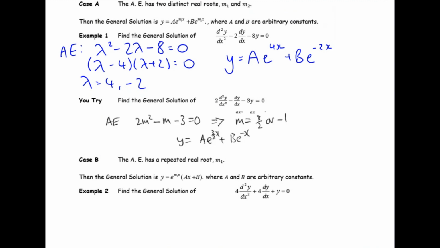Okay, so your auxiliary equation this time: 2 lambda squared minus lambda minus 3 equals 0. If you solve that, you get 2 solutions, 3/2 and minus 1. So you get a e to the 3 over 2 x plus b e to the minus x, or the other way around. So that's the first type that you might get, where you get 2 distinct real roots.